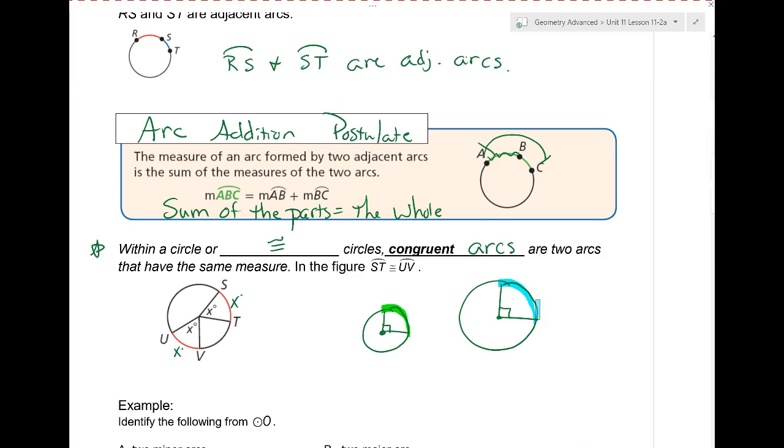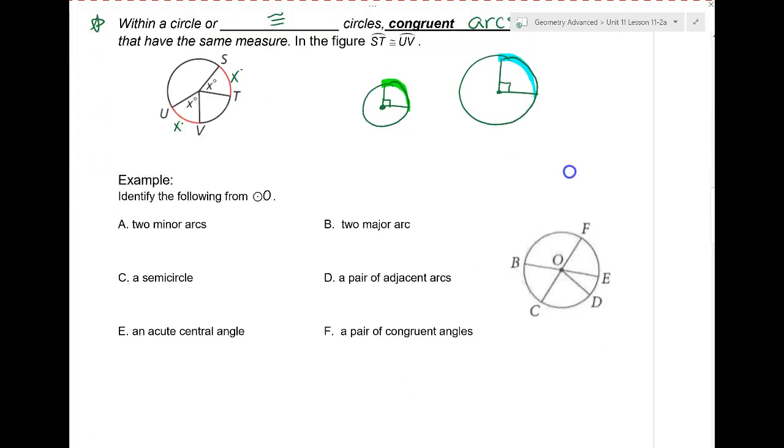Guys, what's the degree measure of both of those arcs? Are they the same size? Are you seeing why they have to come from the same circle now? Yeah, obviously the one on the right would be bigger. They both have 90-degree measures, so we can both say they're 90 degrees, but are they physically congruent to each other? No, they're not the same size. Degree measure, yes. Physical length? No. That's why they have to come from congruent circles or the same circle. Make sense?